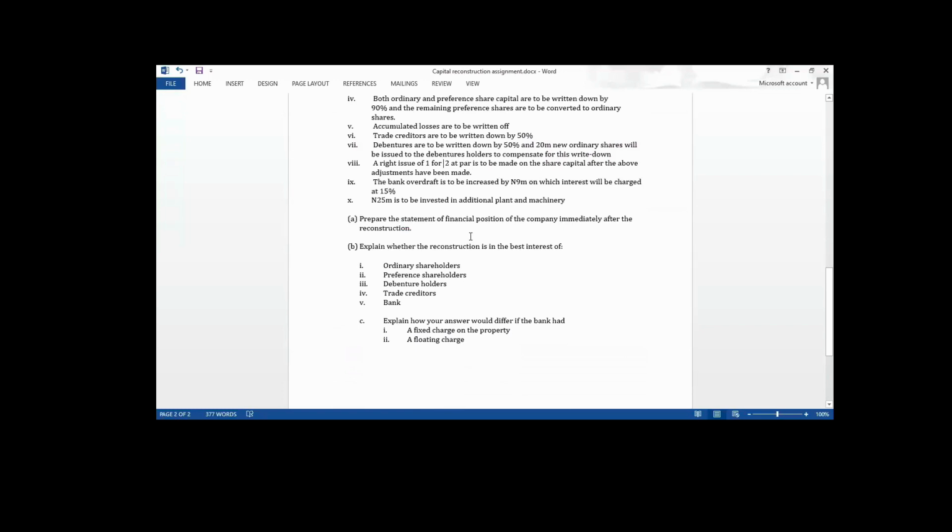The B part, explain whether the reconstruction is in the best interest of the following stakeholders. Before you can explain this, you are going to assume that if this company is liquidated and the assets realized, how much will ordinary shareholder get? How much will preference shareholder get? How much will debenture holder get? How much will trade creditor get? How much will bank get?